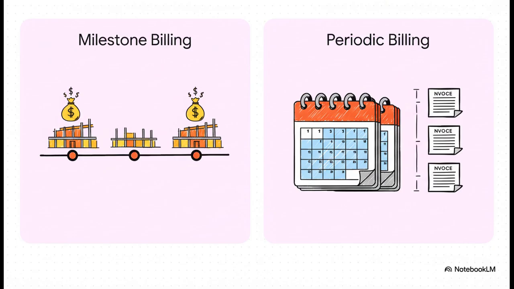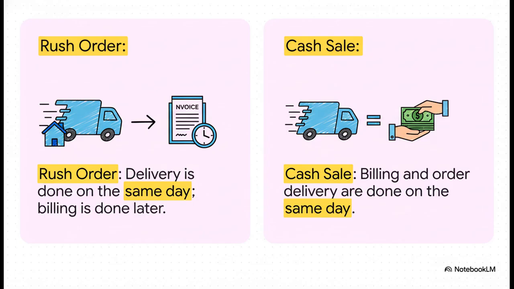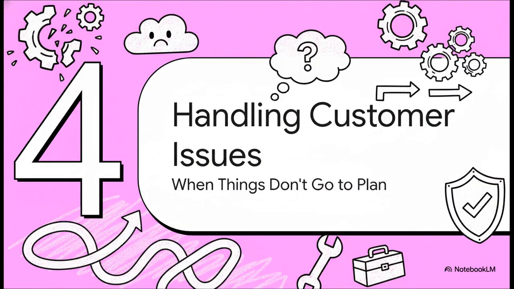Okay, now for 2 special cases that look similar but are totally different. It all comes down to when the money changes hands. A rush order means get it there now, we'll bill you later. But a cash sale, that means get it there now and get paid now. Simple as that.